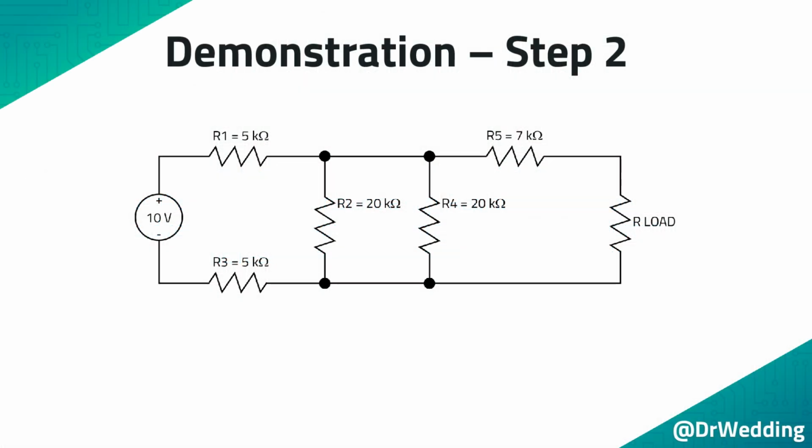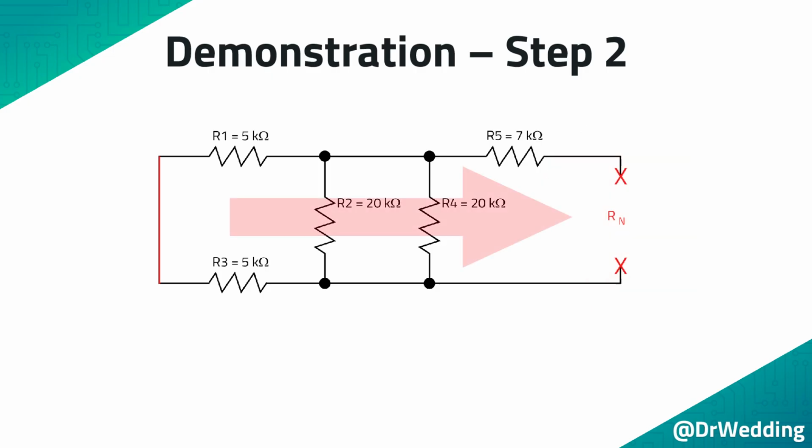Start with the original circuit. Remove the load resistor and leave a gap. Next, replace the voltage supplies with a wire or a 0-ohm resistor. Then replace current sources with an open. The Norton resistance is the resistance across the gap.